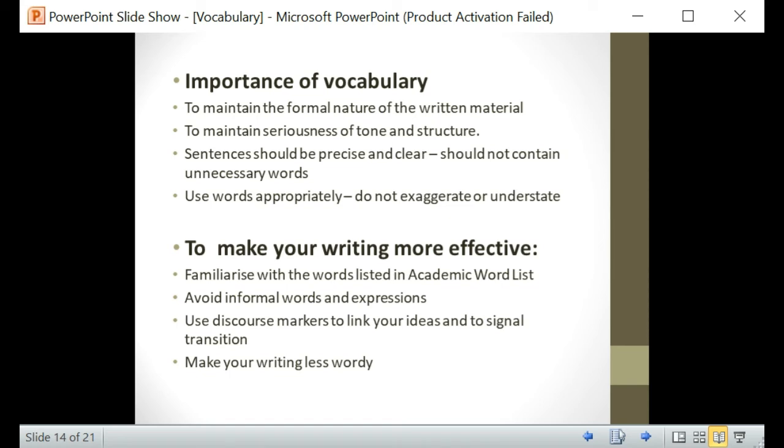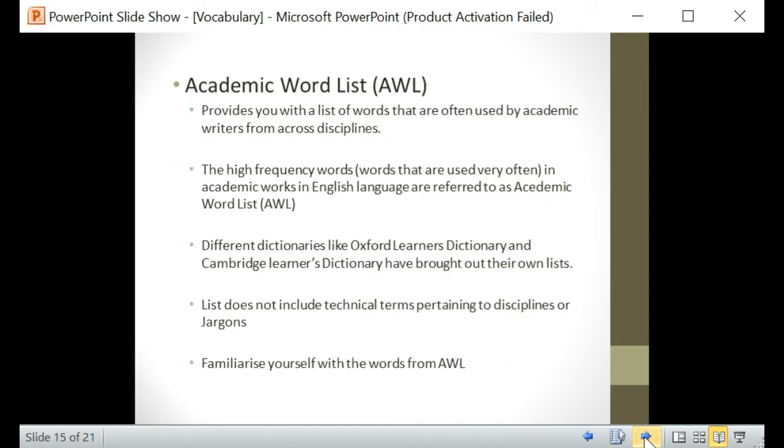In the last class, we discussed the importance of vocabulary, the importance of proofreading an article or a research writing or academic writing. We also discussed how to make a writing more effective. Today, we'll discuss academic word list.